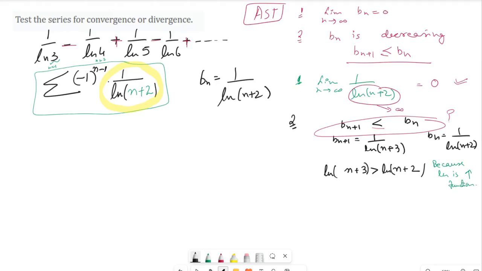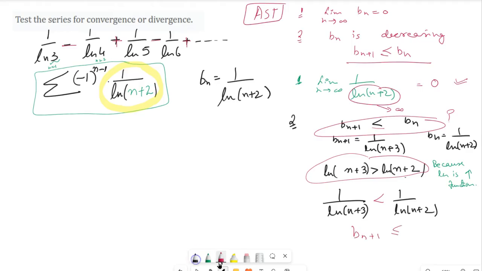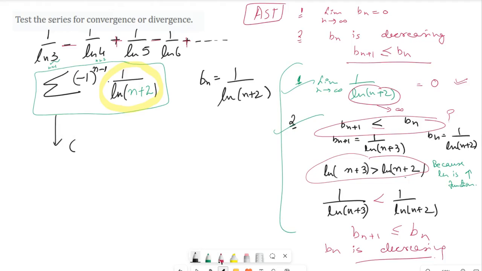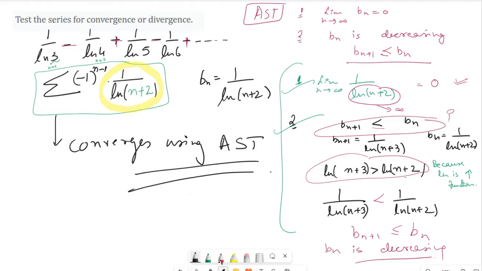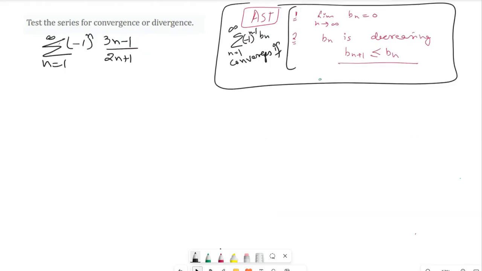Okay. Now, if you have an inequality and you reciprocate it, so 1 by log of n plus 3 and the other side also 1 by log of n plus 2, that has to be less than. So whenever we have an inequality, if you reciprocate it, it flips. What is this? This is Bn plus 1 less than Bn. That proves that Bn is a decreasing series, right? So because we proved both the conditions of AST, we can say the given series converges using the alternating series test, AST.